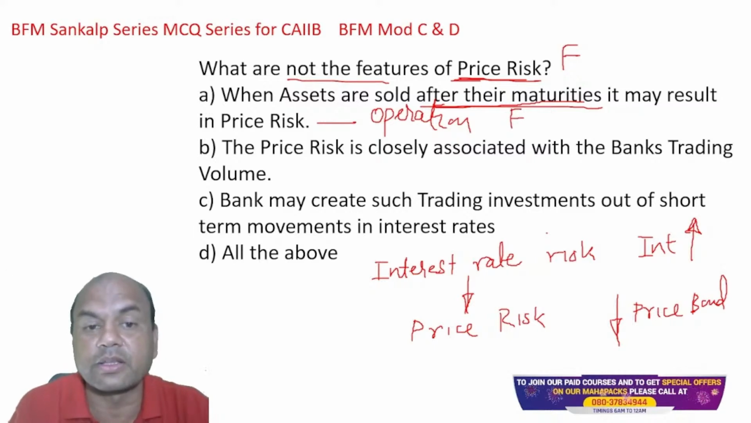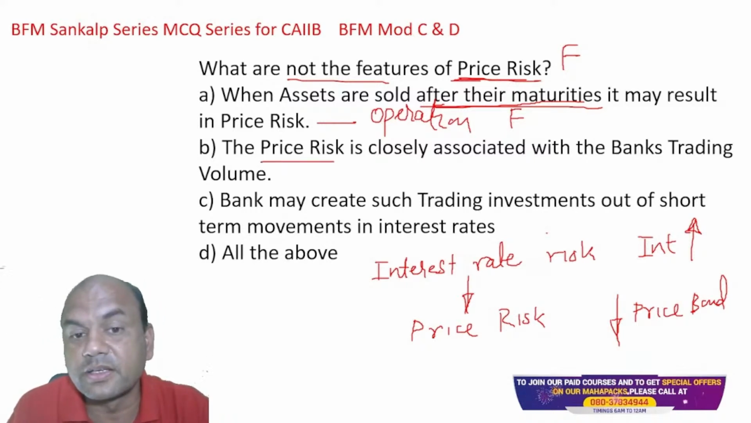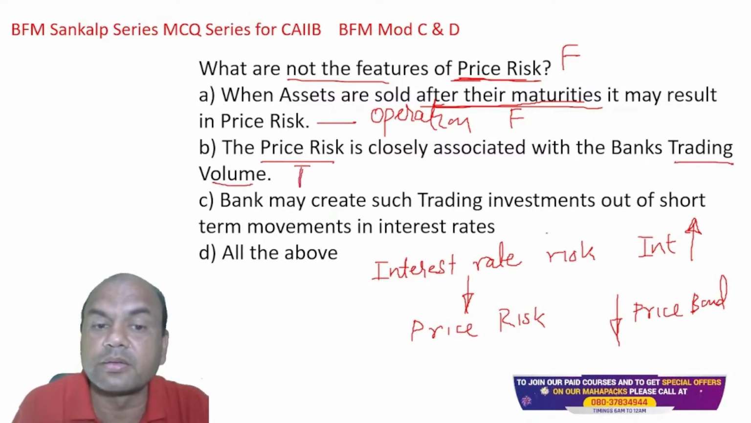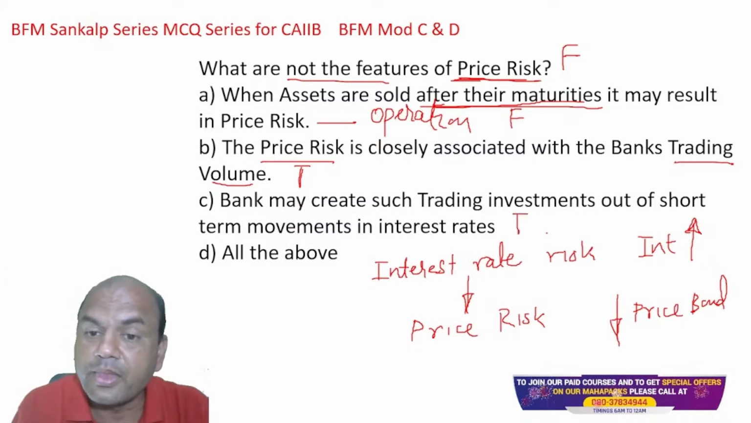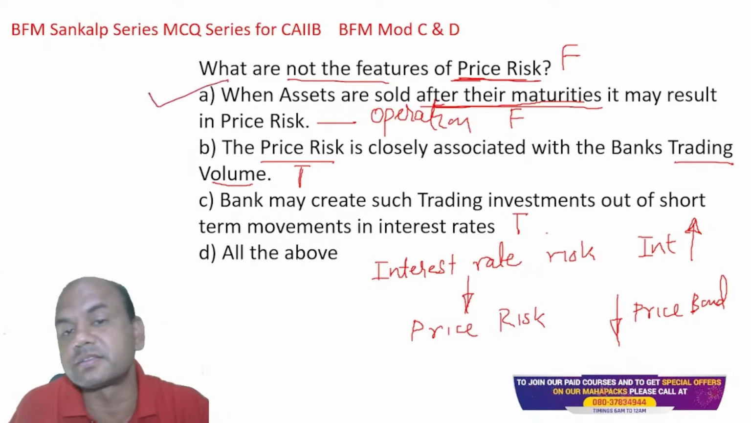What about the second one? The price risk is closely associated with banks' trading volume. That is true, because the more the trading volume, the more price risk I will have. Banks may create such trading investments out of short-term movements in the interest rates. So that is also true. I can create investments by the short-term movement. So this is true, but I want what? False. So only A is the answer.